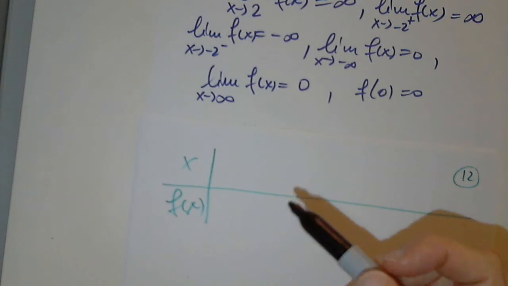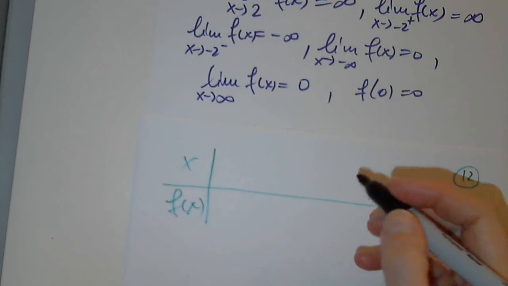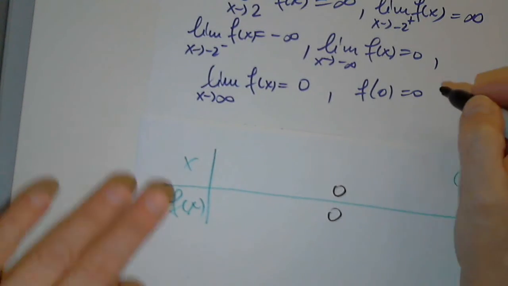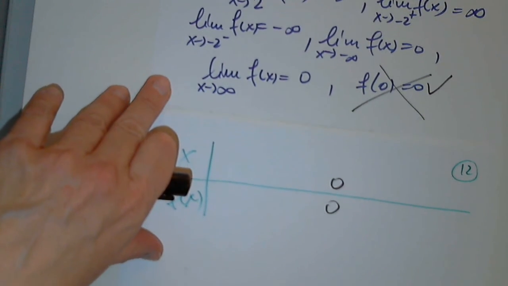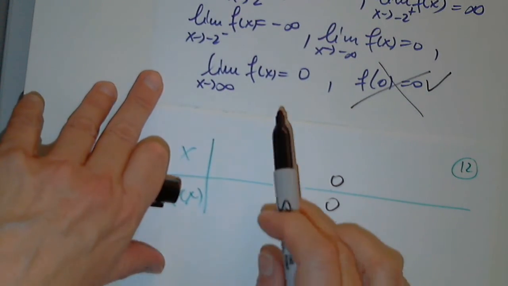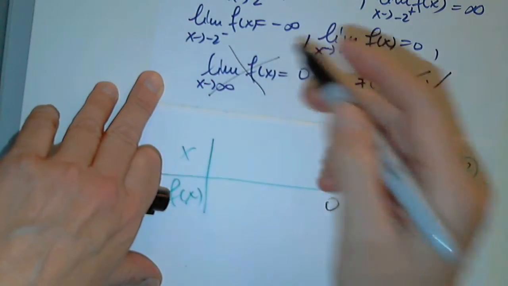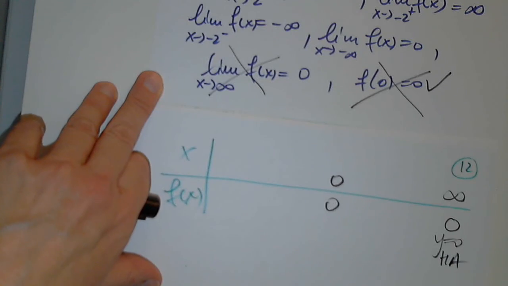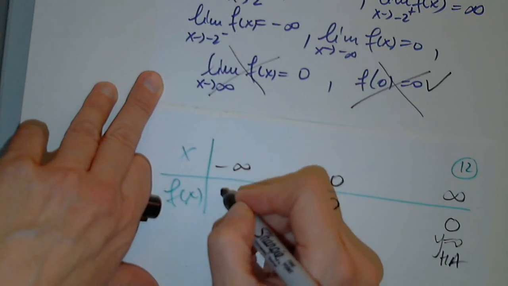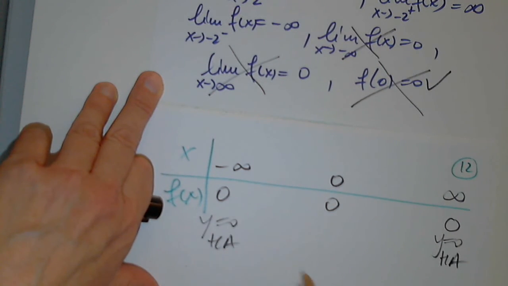Okay, we have f of 0 is 0. Done. The limit of f of x as x approaches infinity is 0. Done. y equals 0 is a horizontal asymptote. At negative infinity, it is also 0. Done. So y equals 0 is a horizontal asymptote.